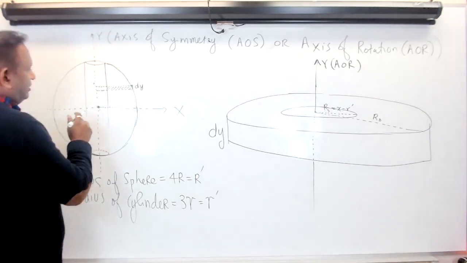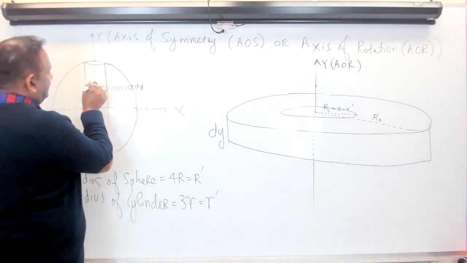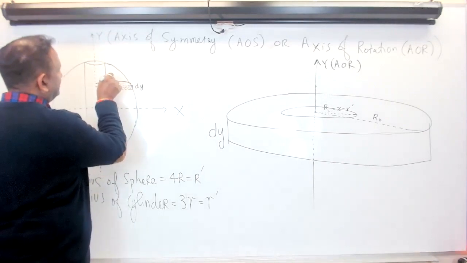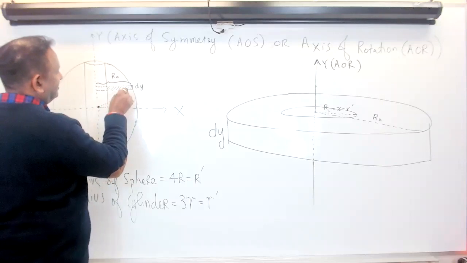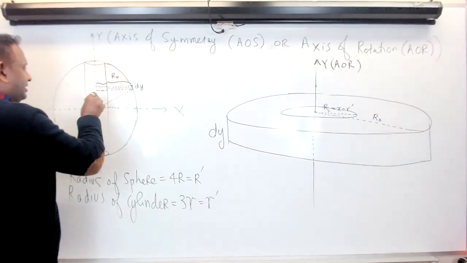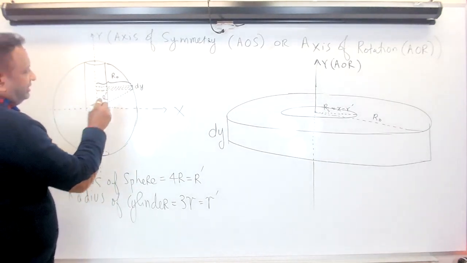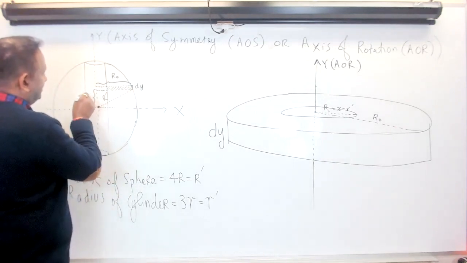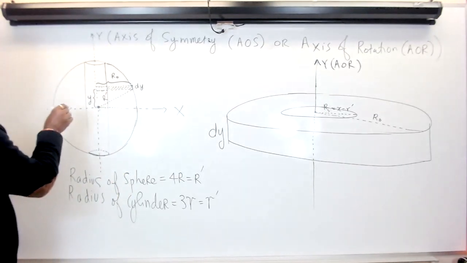So we call this one R naught, this length, okay? This is my interest, R naught. But I know this length is nothing but the radius of the sphere, which is capital R prime. I know this length from here to here, Y. You see? Now I have a triangle, see?